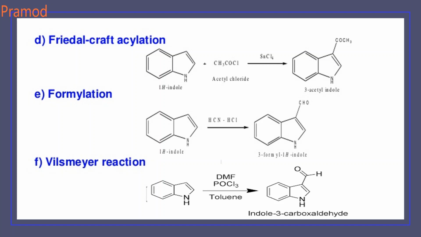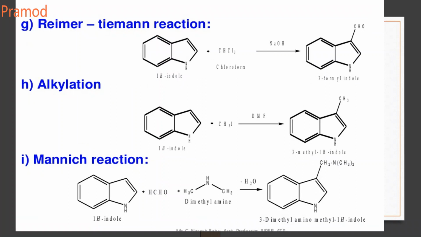indole. Similarly, it undergoes the Vilsmeier reaction. Indole reacts with DMF and POCl3, in presence of toluene, to give indole-3-carboxaldehyde, the same as 3-formyl. So this is the Vilsmeier reaction. In case of formylation, it is HCN and HCl, whereas in case of the Vilsmeier reaction, it is DMF and POCl3. All the reactions take place at the third position.